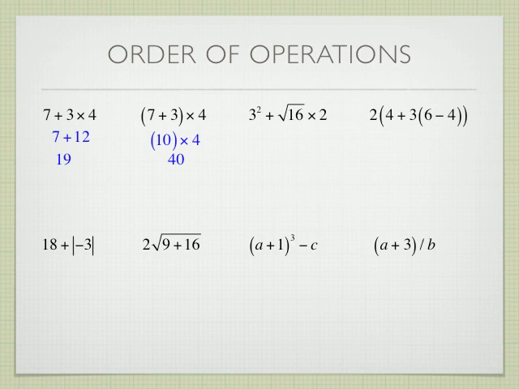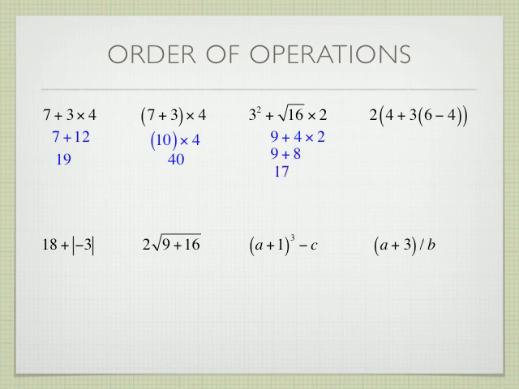3 squared plus square root of 16 plus 2. We do our exponents first. There aren't any parentheses. The exponents are 3 squared, which is 9. And remember, a square root sign counts as an exponent, so we'll do square root of 16 is 4. Next, we'll do our multiplication and then our addition.